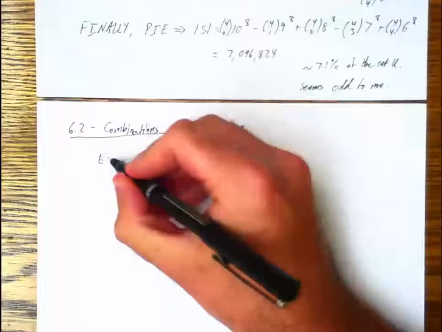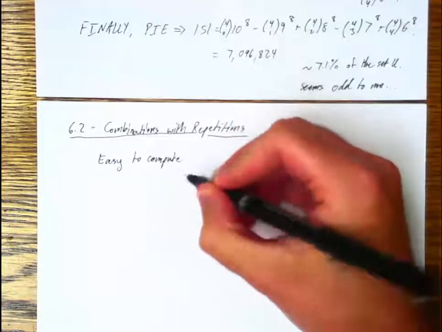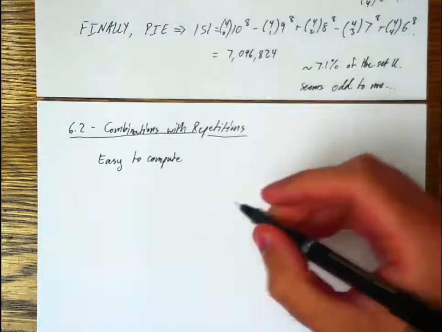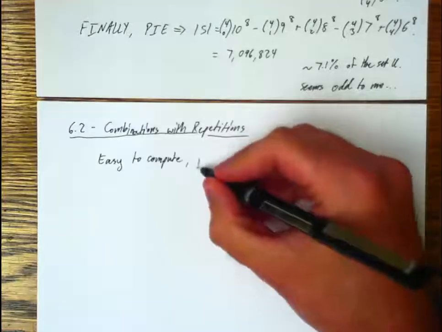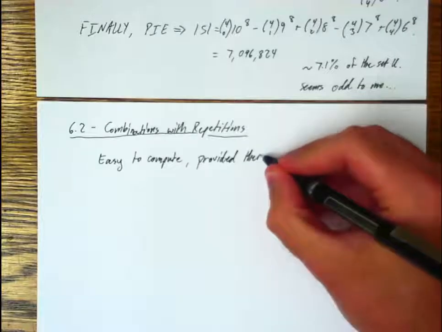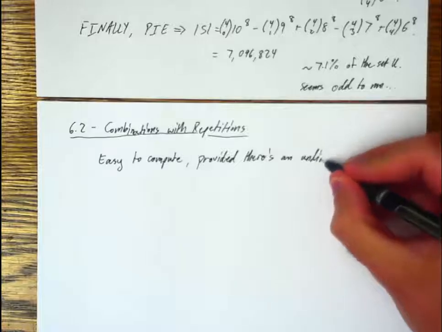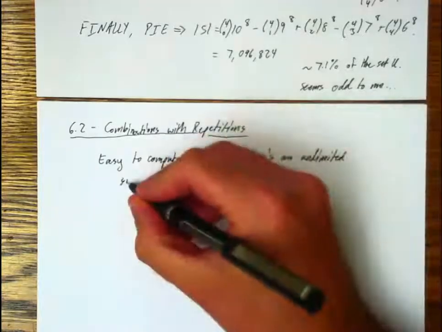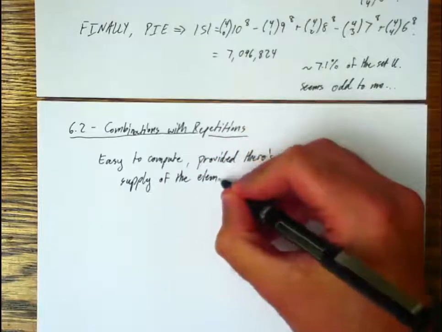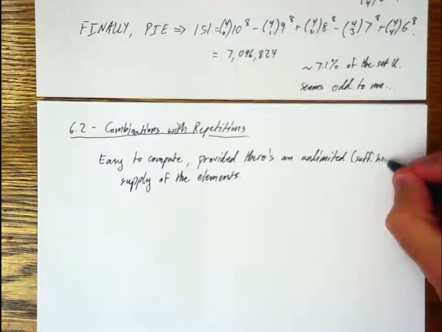So these were relatively easy to compute, right? If I'm asking for the number of 10 combinations of some multi-set, you can tell me. These are easy to count provided there's an unlimited supply of each type of element. So the repetition numbers are sufficiently high.